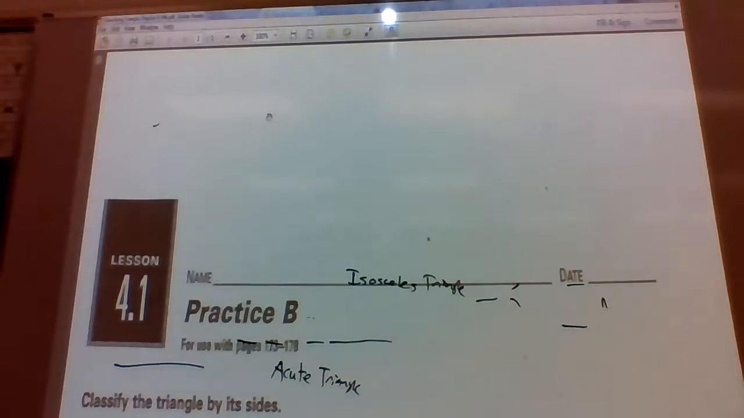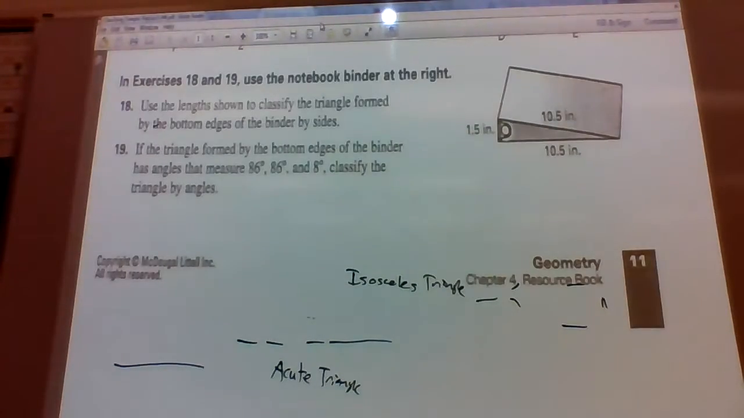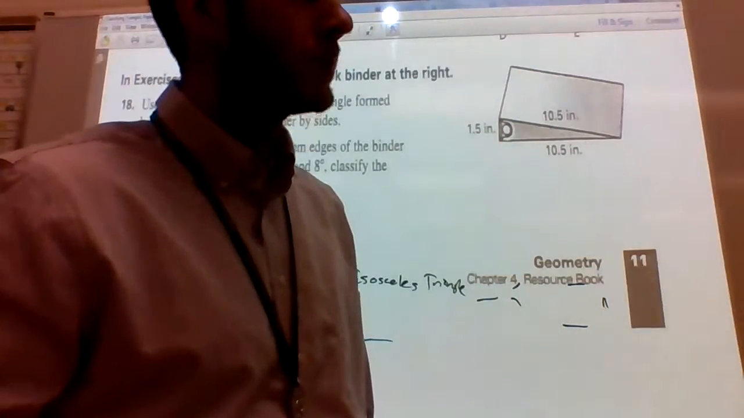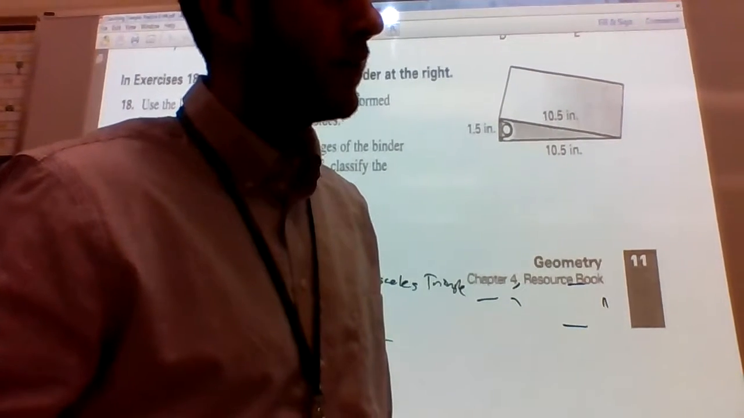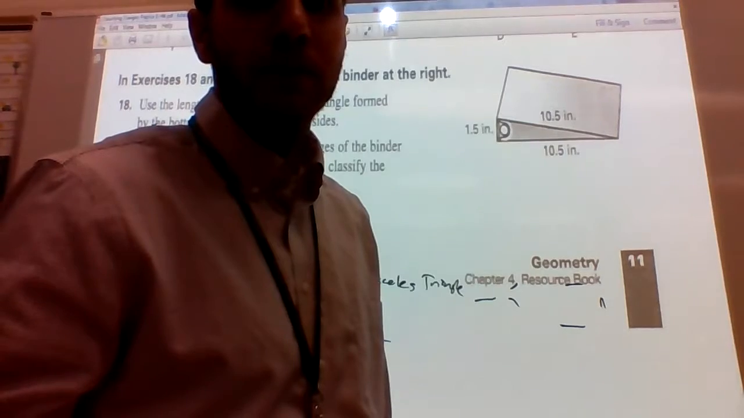Right. And I thought there was another page, but I guess not. So that was the homework assignment for classifying angles, classifying triangles by their sides and angles.